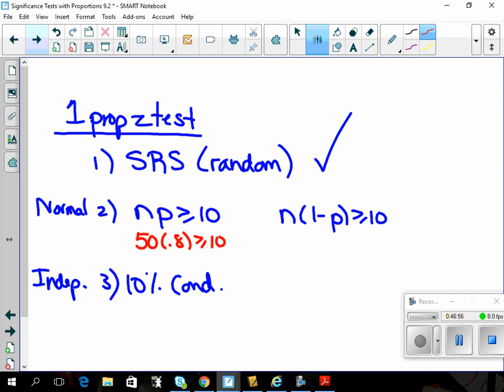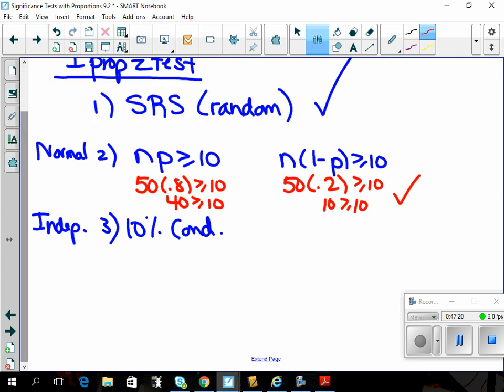Yeah. So 40 is greater than or equal to 10. And then n times 1 minus p, what's 20% of 50? 10, right? So we are just large enough sample. Would you agree? Just big enough. So we're okay. 10% condition, what do I say to that? 50 is our sample size, right? So what do we say about 50?